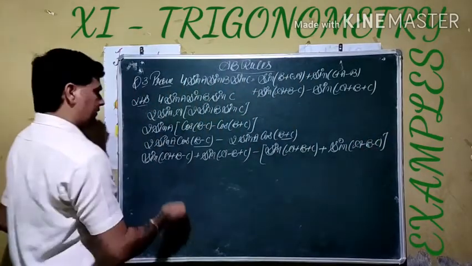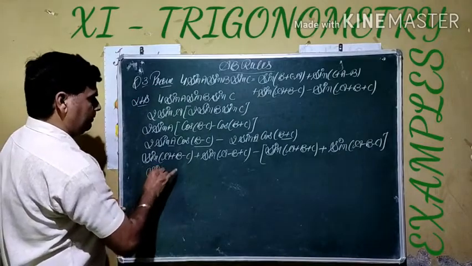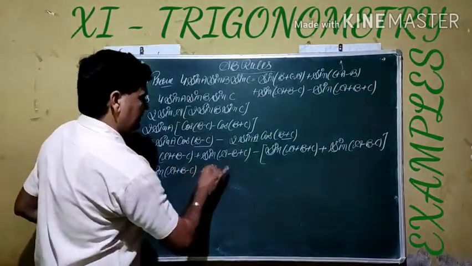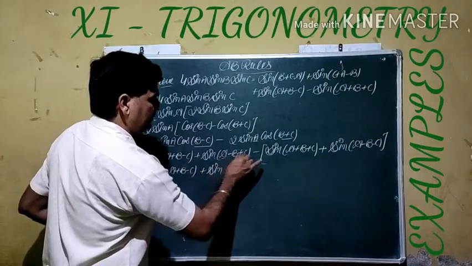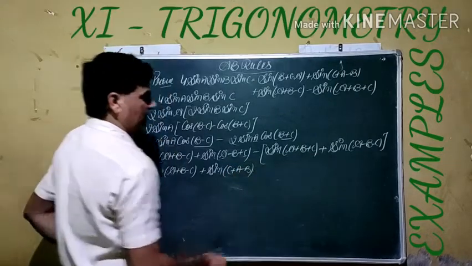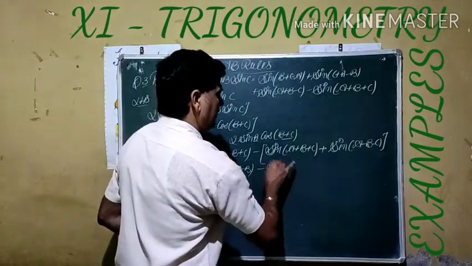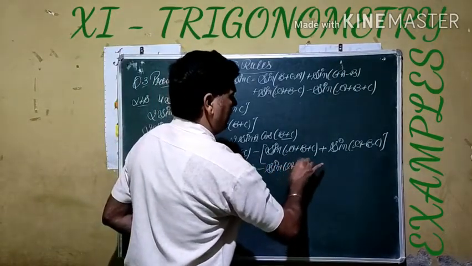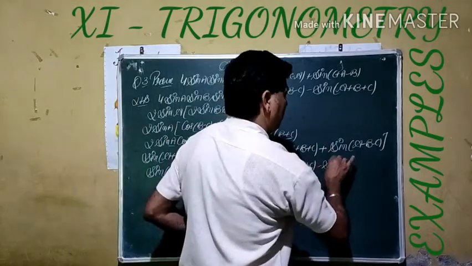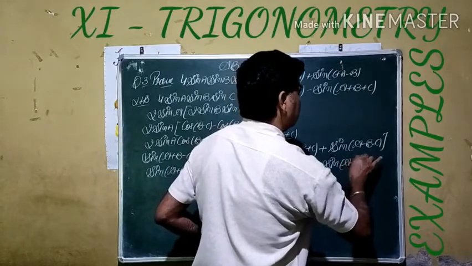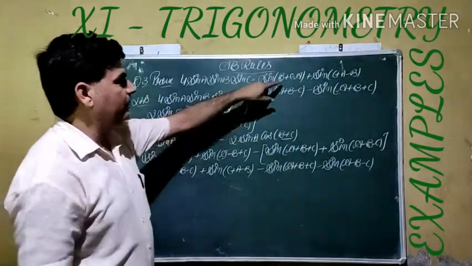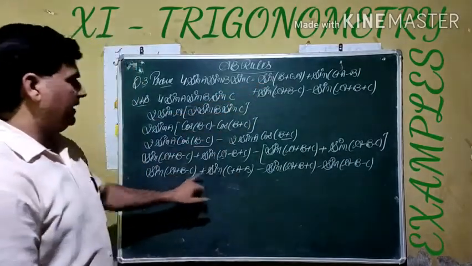If you open the bracket, we get sin(A + B − C) as the first term, plus sin(C + A − B), taking the positive terms first. Minus sin(A + B + C), and the last term is minus sin(A − B − C). If we look at the right side of the result, sin(B + C − A) does not appear.